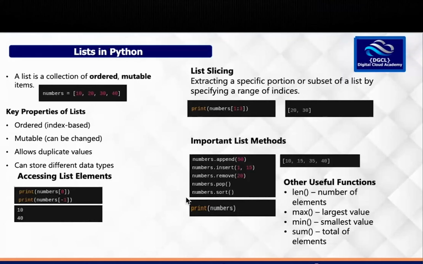Just know that lists use square brackets. A list is a collection of ordered, mutable items. Key properties of lists: ordered, mutable, they can be changed. So you can change anything in the list, and it can store different data types. So those are the advantages. Let's go to slicing in lists.